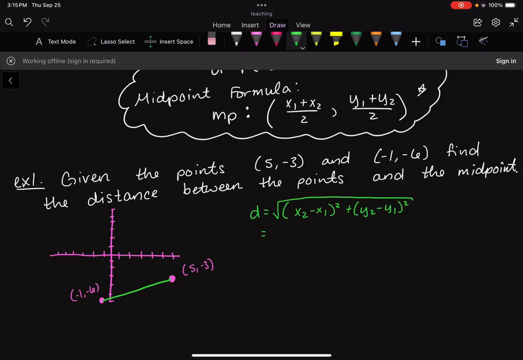And now you can decide which point you want to make your x1, y1, and which point you want to do x2, y2. So I'll do x1, y1, x2, y2. You'll get the same answer even if you had done it opposite from me. Now I'm just going to go plug everything in. So I get -1 minus 5 squared, and then -6 minus -3 squared.